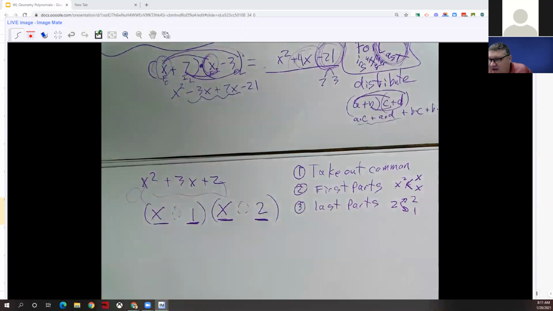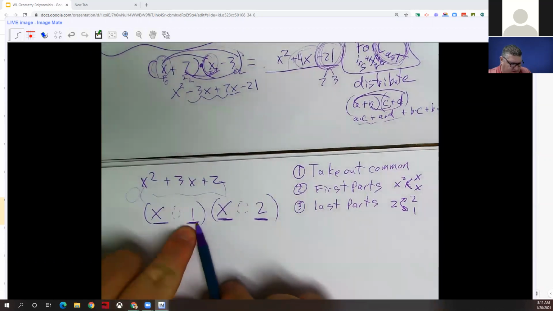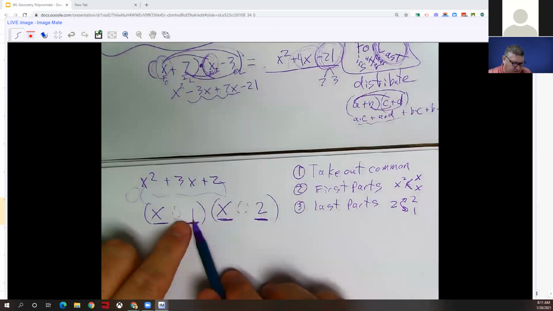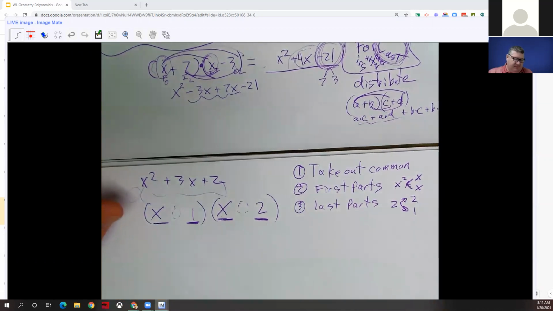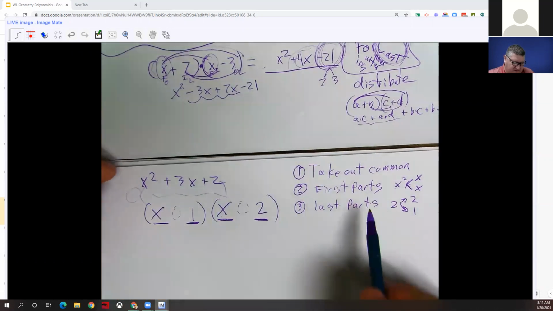Now, by the way, I have no idea whether 1 goes here and 2 goes here, or 2 goes here and 1 goes here. No idea. None whatsoever. But that's okay. So first parts and last parts.